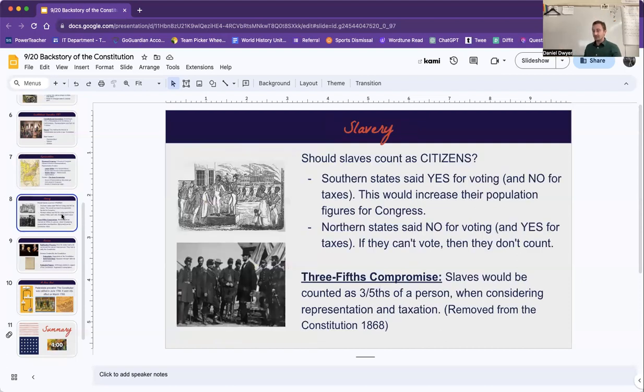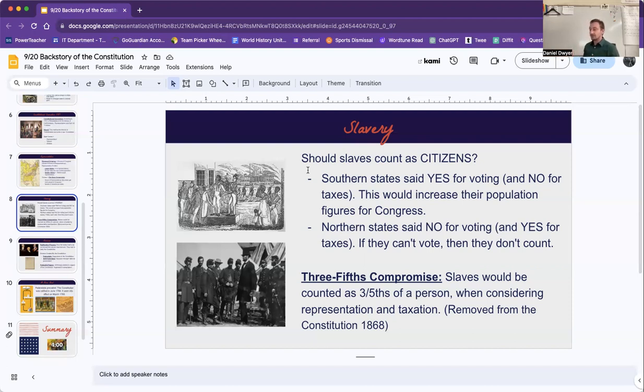Slavery was a big thing they argued about: should enslaved people count as citizens? Southern states said yes, they should count because they are people, and this would give us more seats in the House of Representatives, but they didn't want to pay taxes for them, right? This would increase their population figures in Congress. Northern states said no, they should not count because they don't get to vote, so why should they count towards your representation?